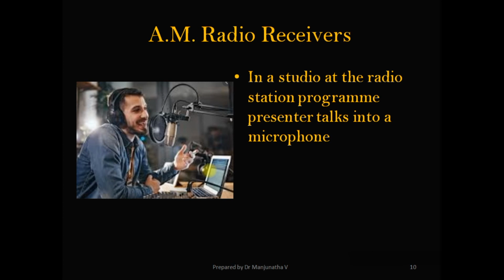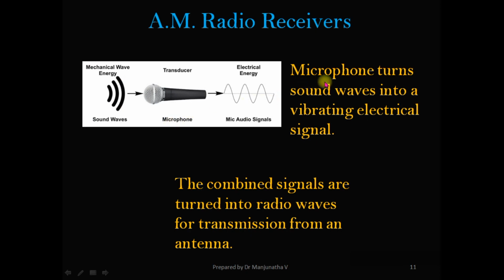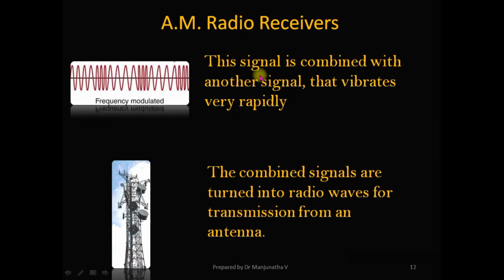Let's see how radio receivers work. In a studio at the radio station, the program presenter talks into a microphone, and the microphone turns the sound waves into a vibrating electrical signal. This signal is combined with another signal that vibrates very rapidly. The combined signal is turned into radio waves for transmission from the antenna.